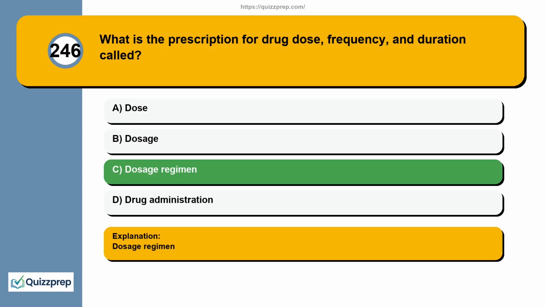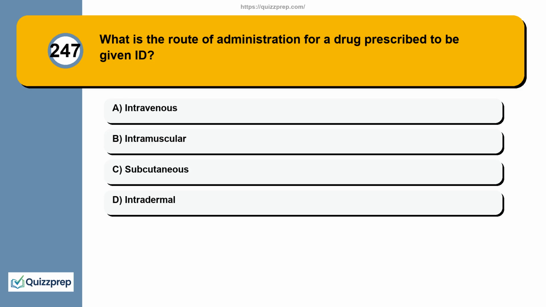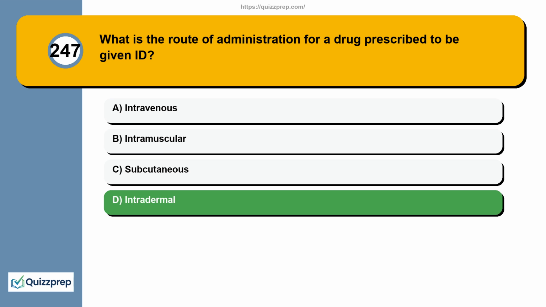Question 247. What is the route of administration for a drug prescribed to be given ID? Option A, intravenous. Option B, intramuscular. Option C, subcutaneous. Option D, intradermal. The correct answer is option D, intradermal.